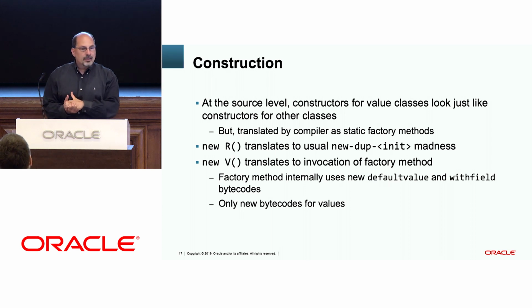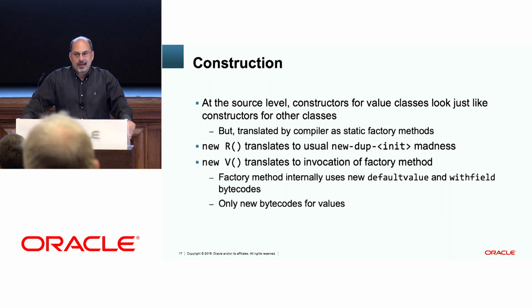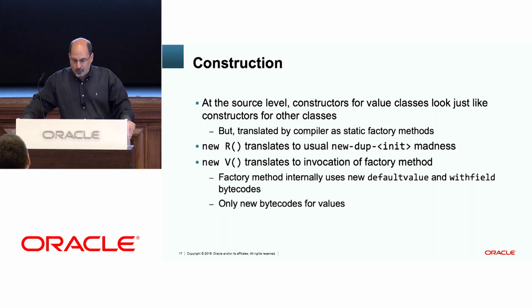All right, so let me talk briefly about the programming model, since I've told you that it's ready to write programs with. At the source level, writing a constructor for a value class looks just like a constructor for any other class. It gets translated differently because the one place where there are new bytecodes for value types is in the initialization of values.